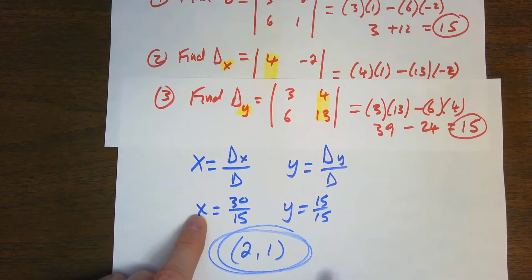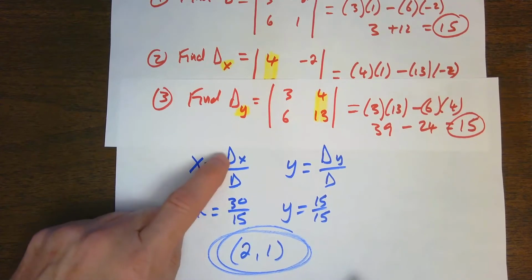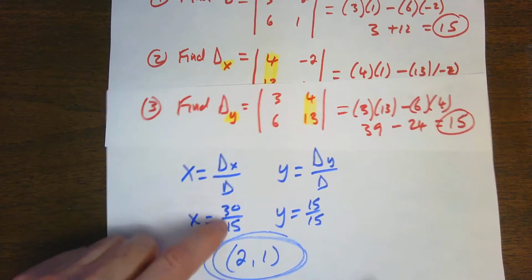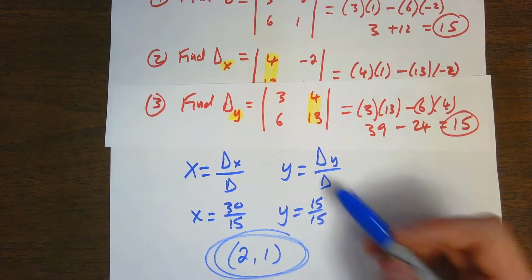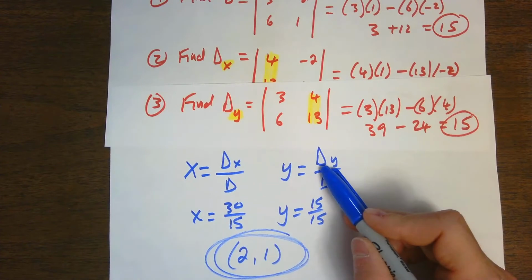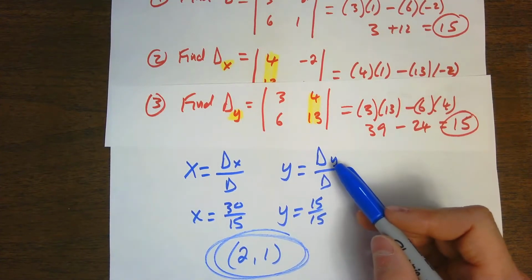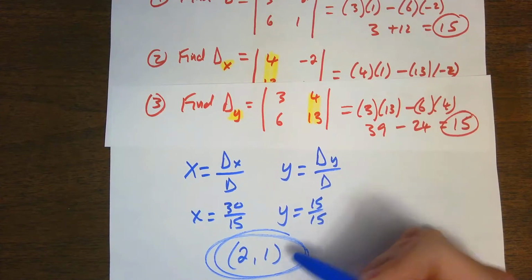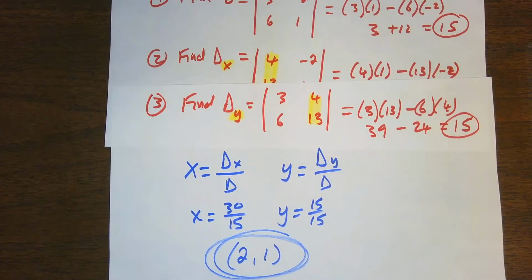The x value at my solution is the determinant with x's replaced over the determinant of the coefficients. 30 over 15 is 2. The y value of the solution is the determinant of the matrix with the y's replaced by the constants over the determinant of the coefficient matrix. 15 over 15 is 1. So that's it. That's the solution there.